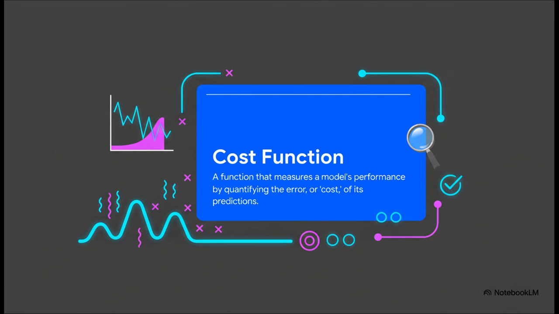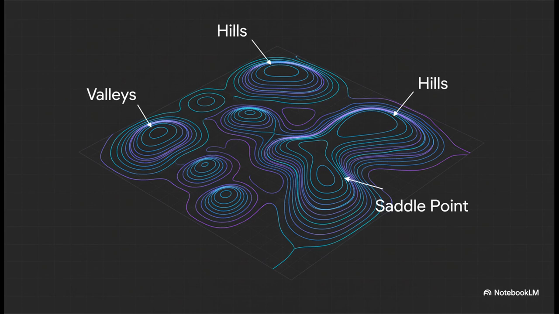The entire goal of training an AI is just to find the settings that get this score as low as possible. Now, I want you to imagine that all the possible settings for our model create this vast, invisible landscape. The height of the ground at any point represents the error or the cost. The model's job is to find the lowest valley in this entire landscape.